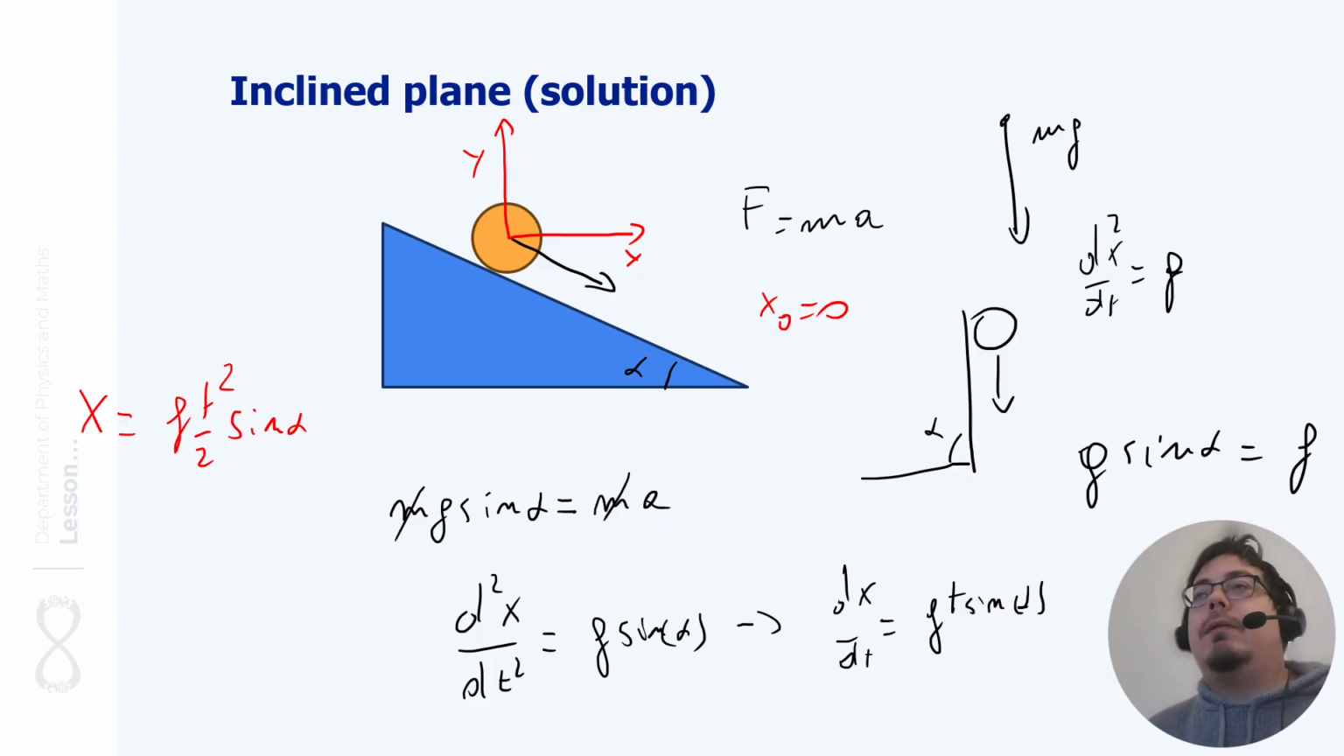As I said, if the angle is 0, there is no motion in the x direction because sine is 0, so there is no displacement. And if alpha is pi over 2, 90 degrees, it will be exactly the same as a falling object. So at least in the ideal case where there are no frictions, we understand what the inclined plane is doing: it is helping the motion in that direction, and the maximum motion that can be achieved is the one as if it was free falling.